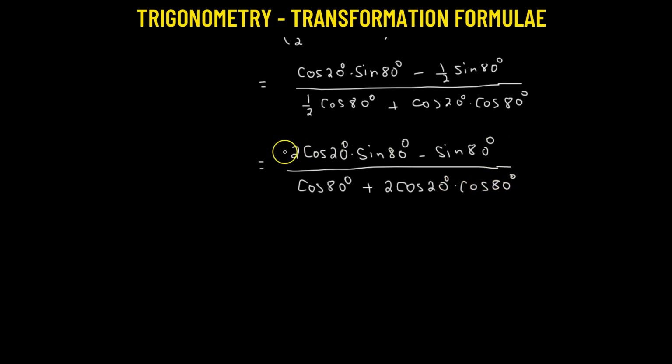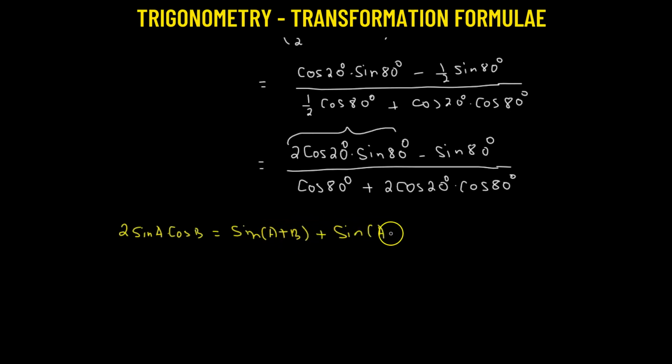Right. Now we can apply a new transformation formula here. So let's note them down. If we have 2 times sine of angle A times cosine of angle B, assuming A is greater than B, then this is simply the sum of 2 sine functions. So we have sine of A plus B plus sine of A minus B.